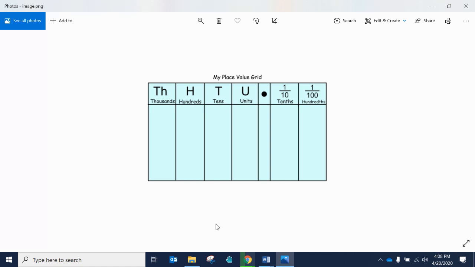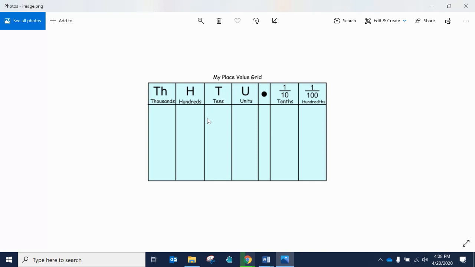Good morning, Year 4. Yesterday we looked at hundredths and tenths and what they looked like on a hundred square. The reason that we looked at hundredths and tenths in particular is because we're going to be moving on to decimals now. But before we do that, I just want to show you the place value grid.